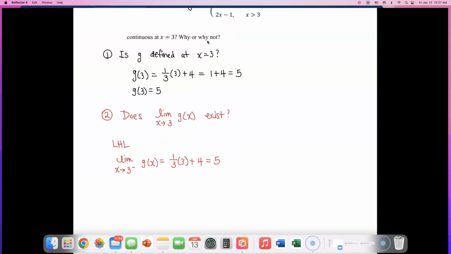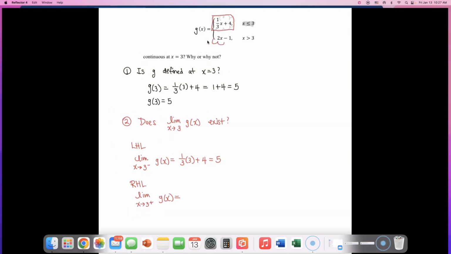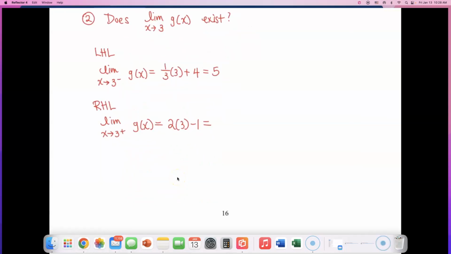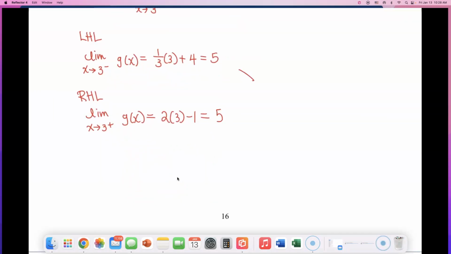Let's find the right hand limit. Limit as x approaches 3 from the right side of g of x. Well, for that one, we need to use the bottom piece, because the bottom of this piecewise function is what we use when x is bigger than 3. Numbers that are bigger than 3 are on the right side of 3. So let's plug in 3 into this expression, 2x minus 1. So what is 2 times 3 minus 1? Well, 2 times 3 is 6, and 6 minus 1 is 5. So guess what? These are the same.